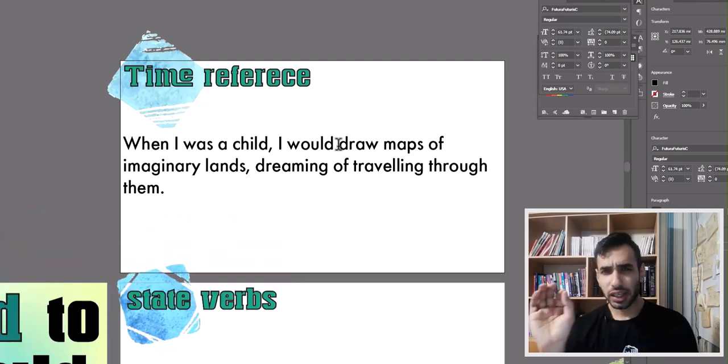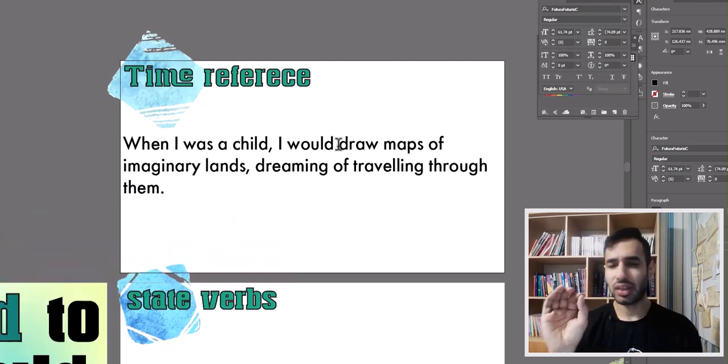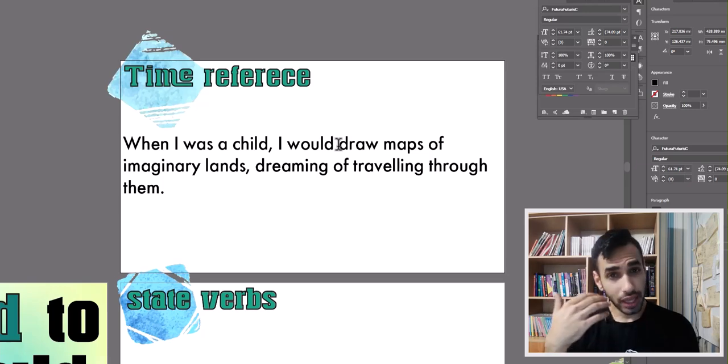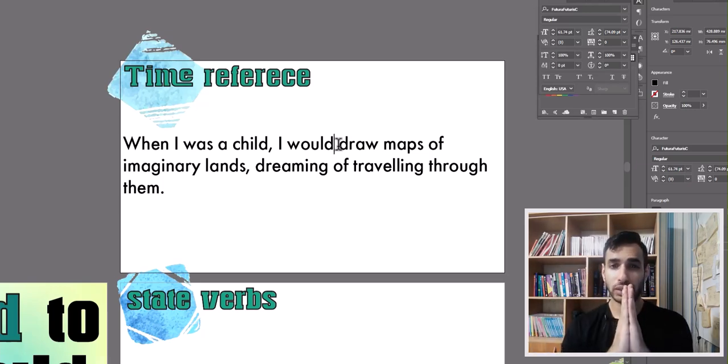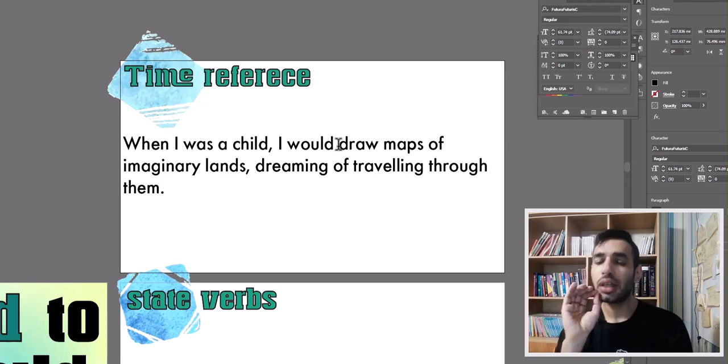But what if I didn't have a time reference in this sentence? In that situation, I wasn't allowed. By the rule of grammar, I wasn't allowed to use would. So when I want to talk about something that happened in the past regularly, or something I did in the past regularly, I need to add a time reference in order to use would. Okay?